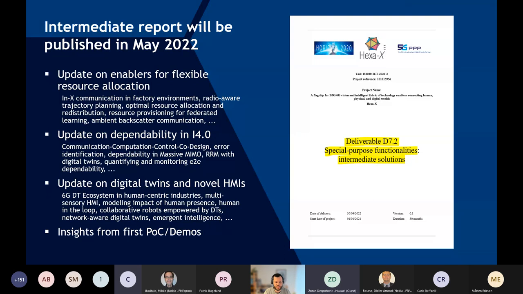We model the impact of human presence on the network. So if people walk around on a factory floor, for example, this of course has an impact on the network characteristics. We also consider systems where humans are in the loop, for example, enabled by such novel HMIs, and aid in decision making or aid in optimization tasks for the network.